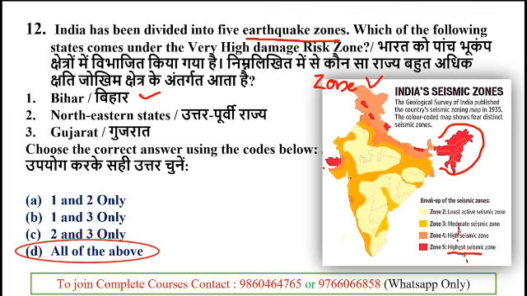So with the help of the map you can easily point out the moderate seismic zone and the highest seismic zone. And you can find the least active seismic zone in some of the areas, but not in every area. Clear. So the option is all of the above. Bihar, northeastern states, Gujarat all come under the highest seismic zone, very high damage risk zone.